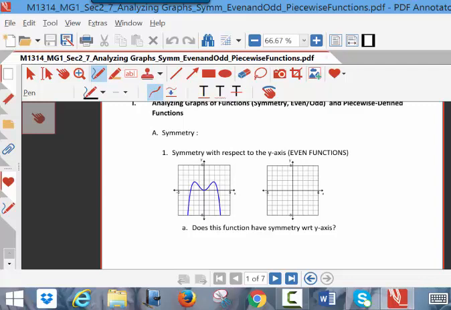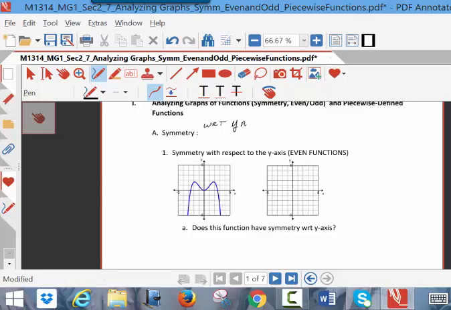So we're going to talk about symmetry. We're going to talk about symmetry with respect to the y-axis, the x-axis, and the origin. So you're going to see me use the WRT, which stands for with respect to. So we're going to have symmetry with respect to the y-axis first, and then we're going to have symmetry with respect to the x-axis. My handwriting looks terrible. And then symmetry with respect to the origin. So we're going to see all three of these.